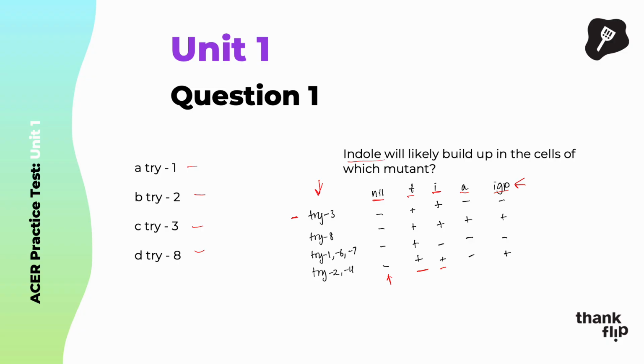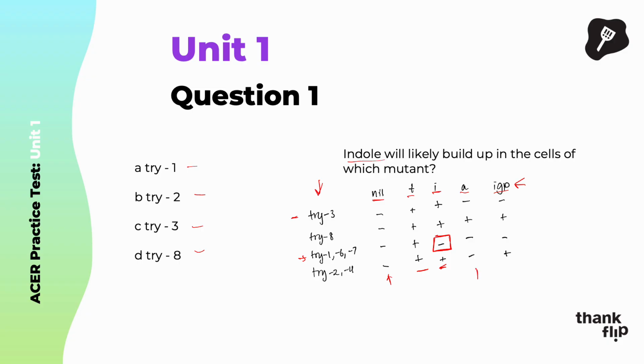Over here we have indole, and the only ones that can't grow with indole are try 1, 6, and 7. So that essentially means that even when you're supplemented by indole, these mutants lack the enzymes necessary to break it down to whatever step is next. And therefore, there would be a buildup of indole.